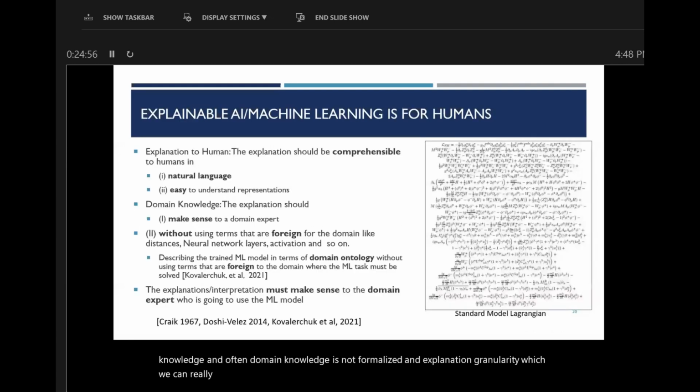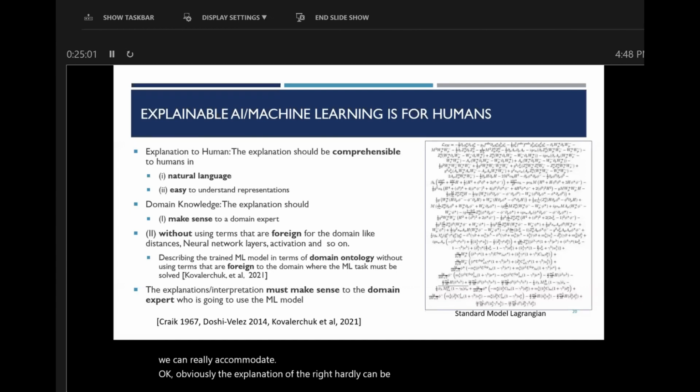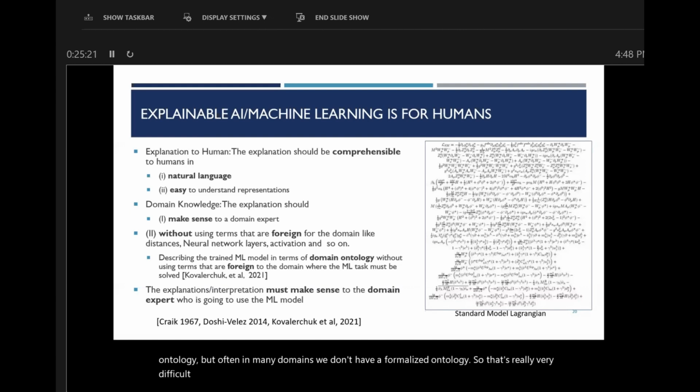Obviously, an explanation that is hard to read can hardly be called an explanation. So, people want natural language, easy to understand. Again, ideally, it should be in terms of domain ontology. But often in many domains, we don't have a formalized ontology, so that's really a very difficult issue. So it's not accidental that large language models try to fill the gaps here, because indirectly they represent domain ontology.